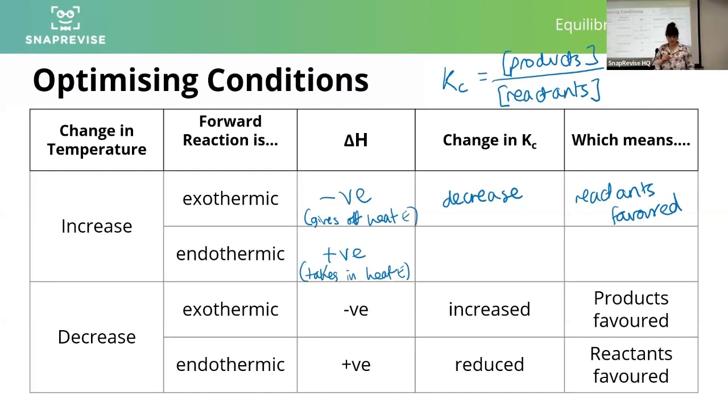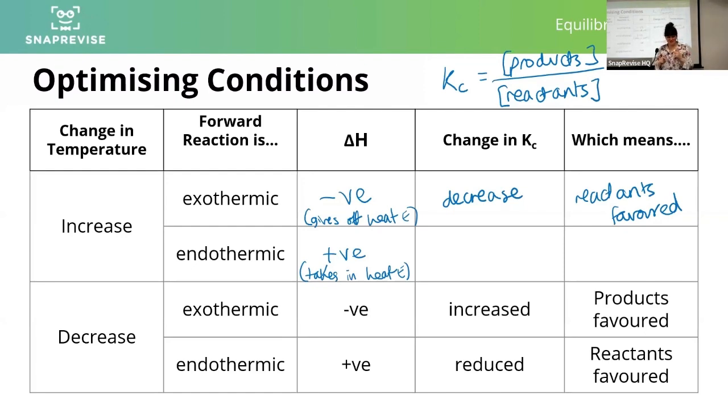What's going to happen? Well, if we increase the temperature, it's going to want to decrease the temperature again, which in this case is going to involve more of the exothermic direction, which is the backwards direction. No, endothermic, sorry. We're increasing the temperature.